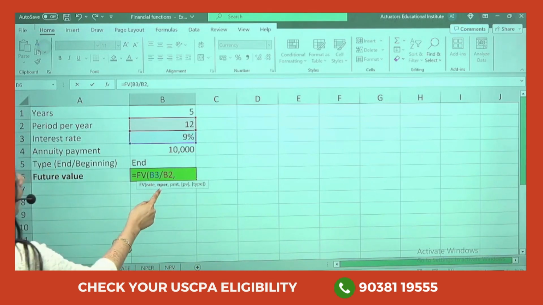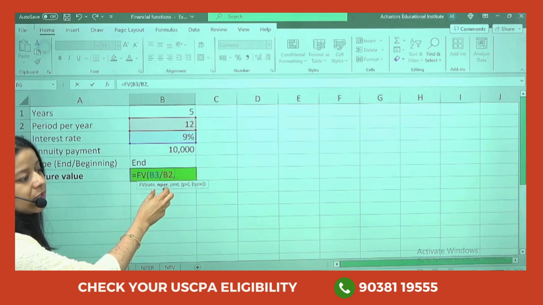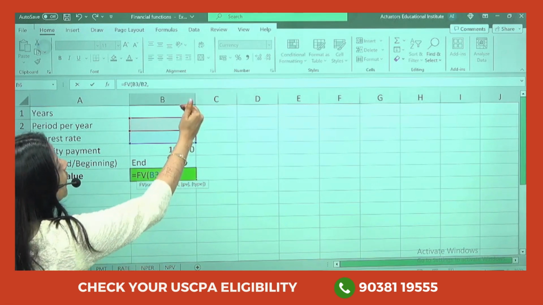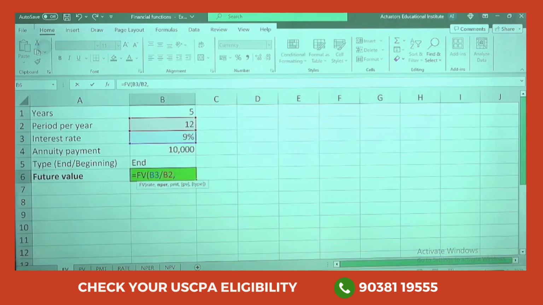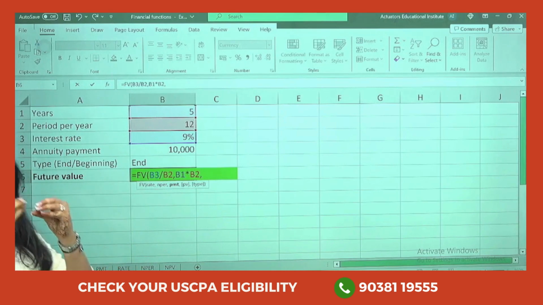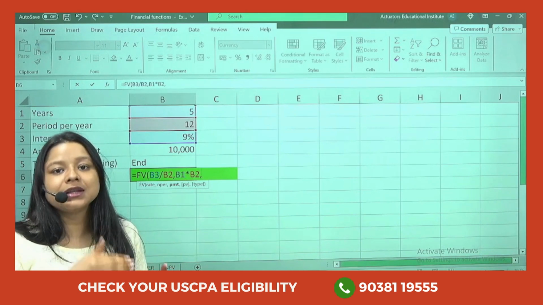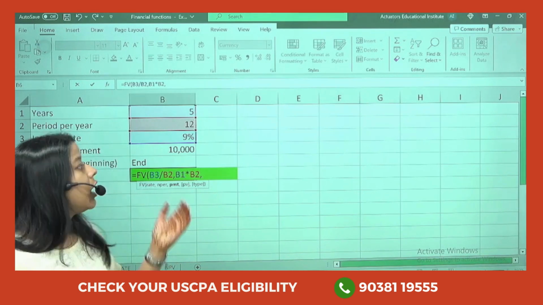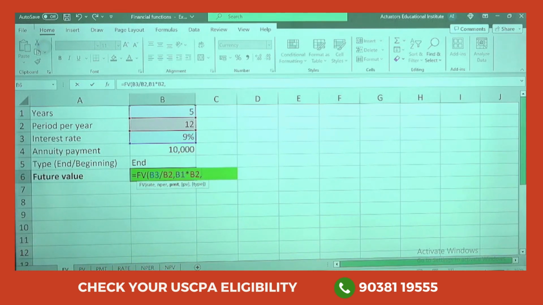Next argument that we have is nper, which basically means the total number of periods for which the payments are being made. So 5 into 12, for 5 years every month the payment is being made. So 5 into 12 will be the total number of periods when the payments are being made. Next is PMT. So PMT is nothing but the installments, or you can say the amount of payment that is made every month or every quarter. Here we are considering that we are making a payment of 10,000 every month. So I'll just select this 10,000.